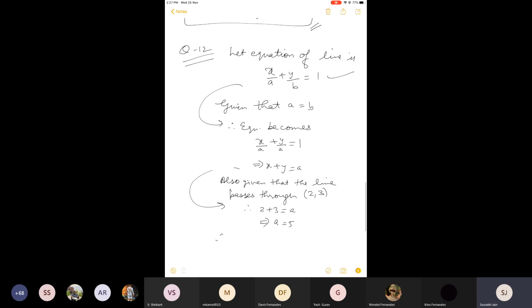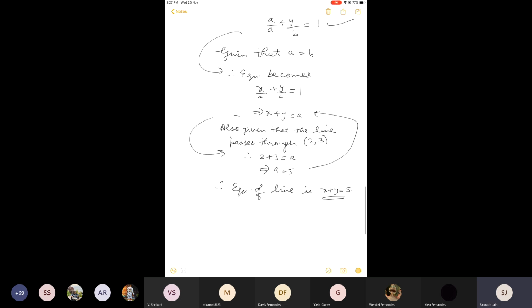Therefore, put this value of a again in the equation. Equation of line is x plus y equals 5. This is the answer. Or you can write x plus y minus 5 is equal to 0, if you want to write it in the general form. So a equal to b because intercepts are given equal in the question. That means x intercept and y intercept both are the same.